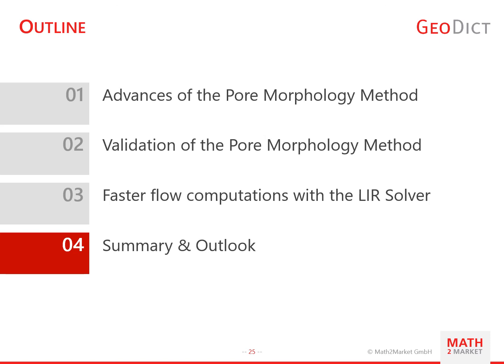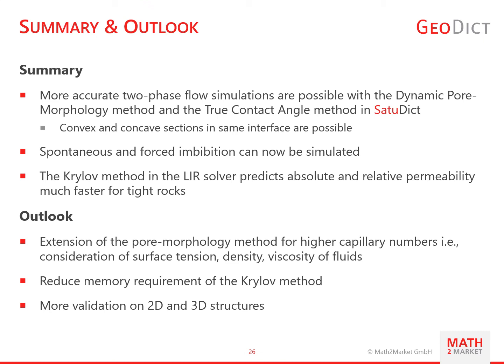We approach the end of this presentation. In GeoDict 2022, we have many new features that allow us to simulate two-phase flows more accurately with a dynamic pore morphology method in combination with a true contact angle method. These features allow to simulate spontaneous and forced imbibition, which was not possible before. The new Krylov method in the Lear solver can speed up flow simulation significantly for relative and absolute permeability computations.